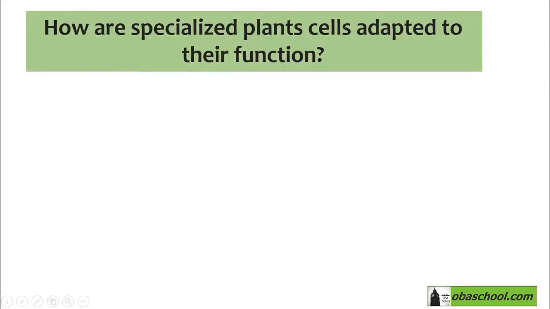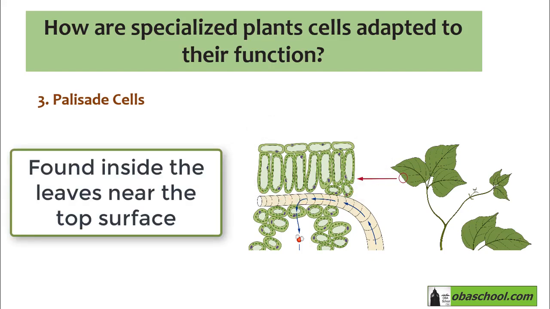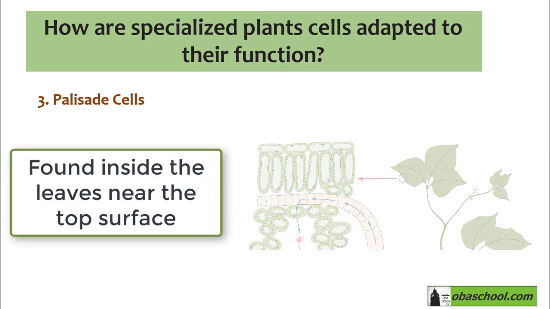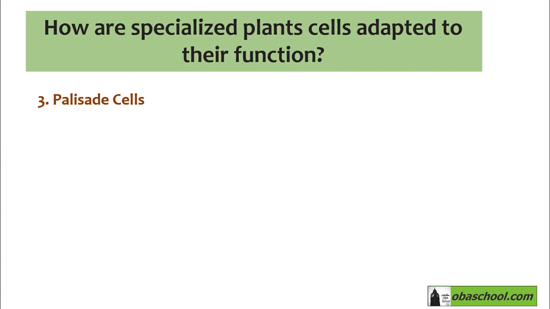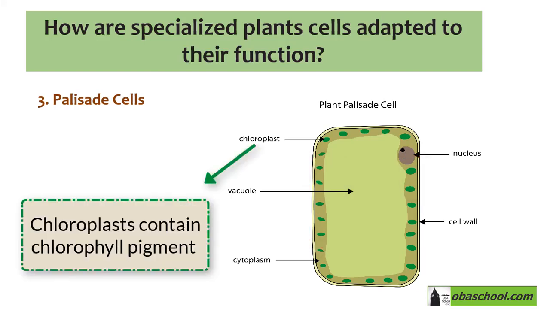Another example of differentiated cells is the palisade cells. Palisade cells are found inside the leaves near the top surface. Their main function is photosynthesis. These cells are adapted for this function because they have many chloroplasts in their cytoplasm. And as we know, chloroplasts contain chlorophyll pigment that captures energy from light for photosynthesis.